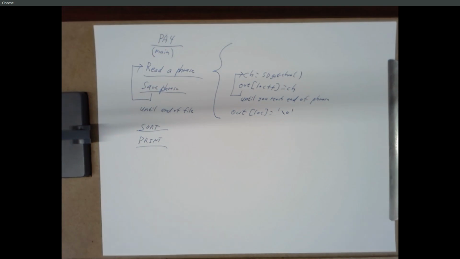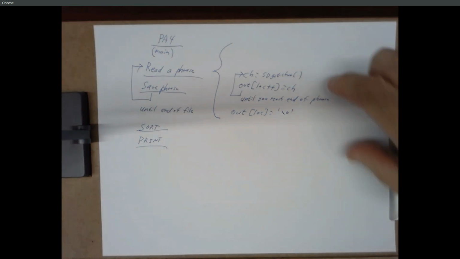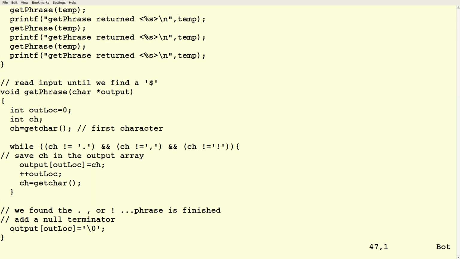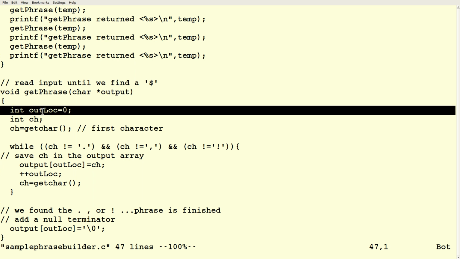And now out is your phrase. So this is the sample phrase builder code. I'm not using super duper getCar, I'm just using getCar, but you would use your super duper getCar so we know things are uppercase and so on and so forth. And output is where I'm storing my phrase as I build it up. Output location is the location of the next thing I'm going to store in that array.